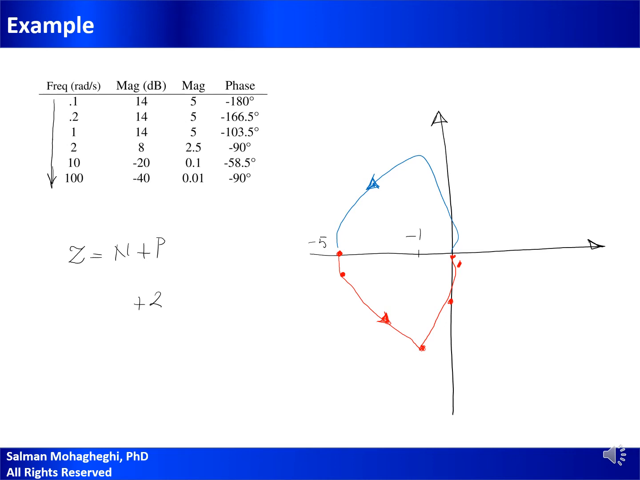Now look at the Nyquist plot. It's actually encircling -1 one time, but it's doing that in the counterclockwise direction. Because it's counterclockwise, the sign is going to be negative. So Z will be 2 minus 1, which is 1, meaning that the closed loop system is going to have one unstable pole, and for our purposes that means the system is unstable.